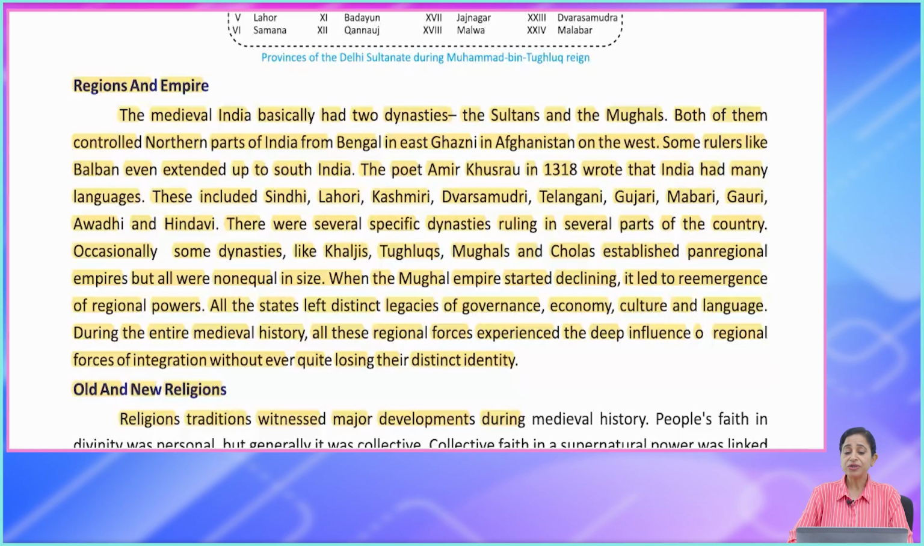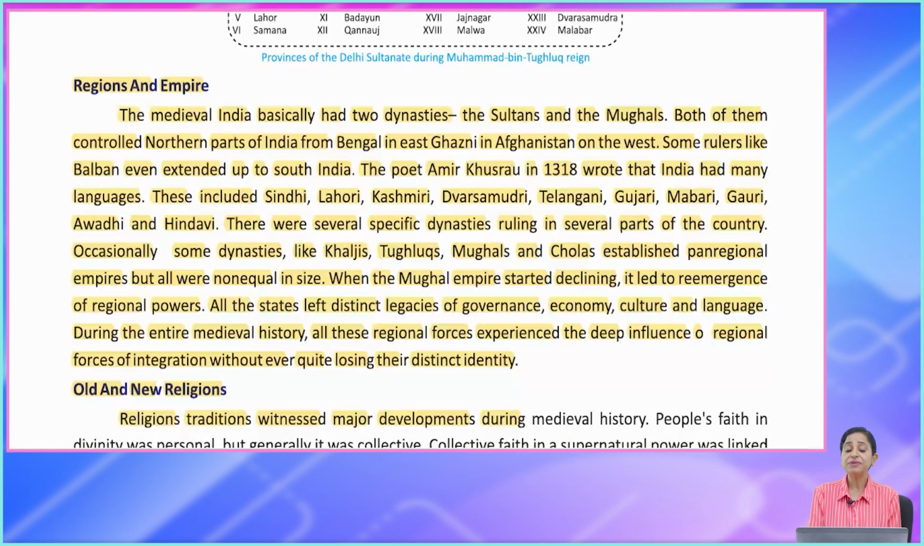The poet Amir Khusro in 1318 wrote that India had many languages. These included Sindhi, Lahori, Kashmiri, Dwar Samudri, Telangani, Gujri, Mabari, Gori, Awadhi, and Hindavi. There were several specific dynasties ruling in several parts of the country.